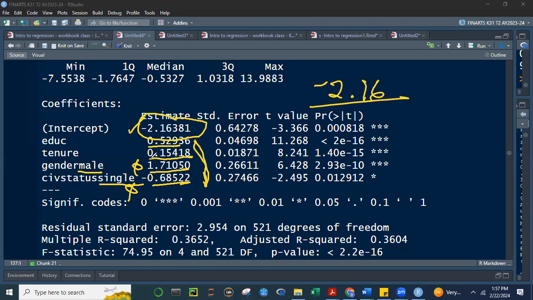Okay? So it means, class, that this is the hourly wage of a person who does not have education, no tenure, who is female, who else, class? Female, then who? Married, and then non-white. Why did we include non-white?